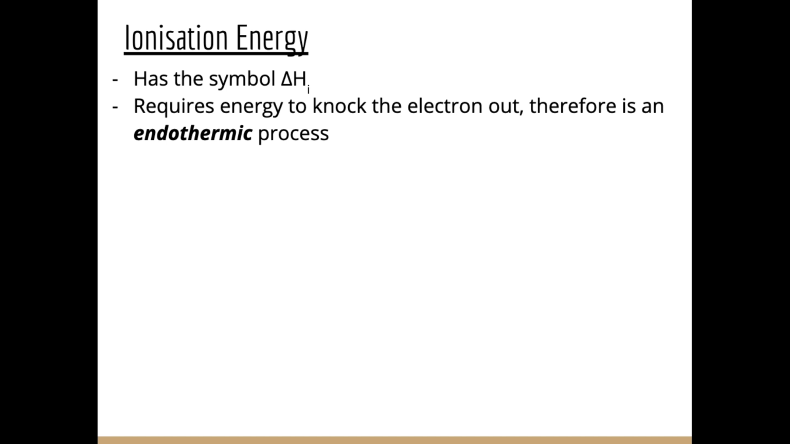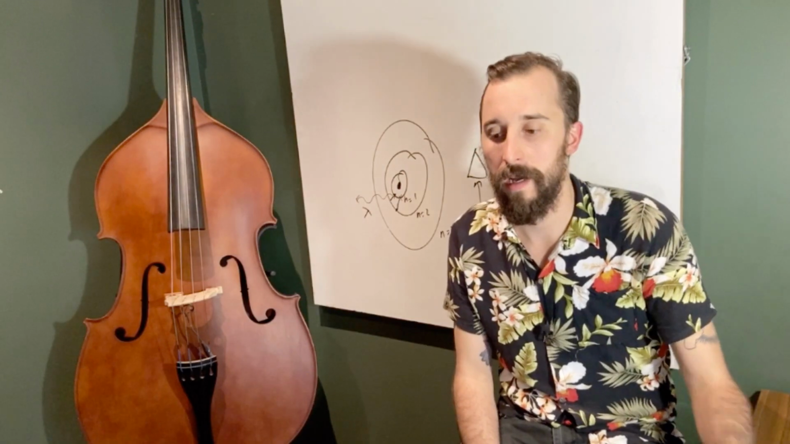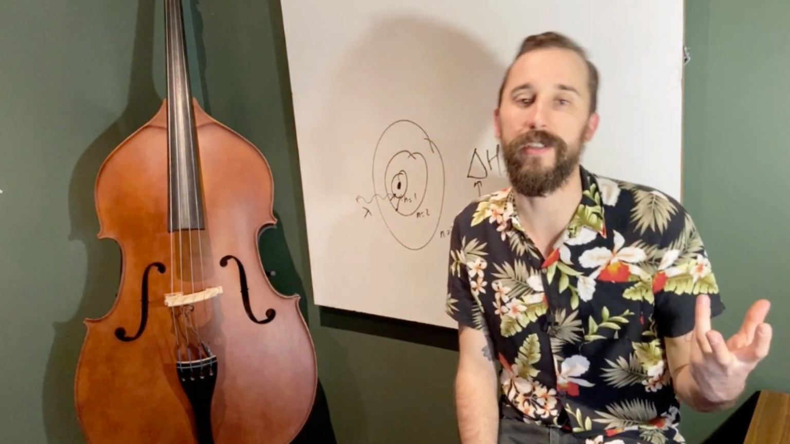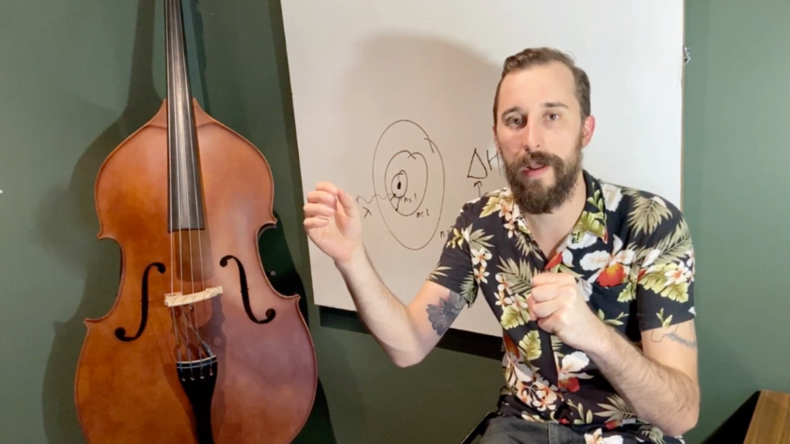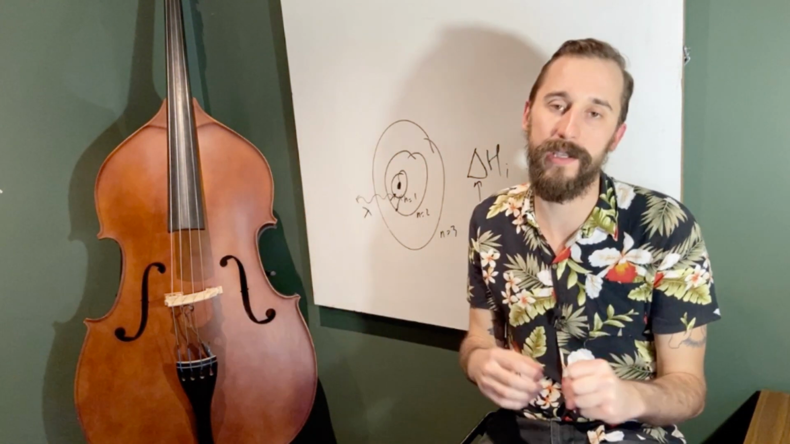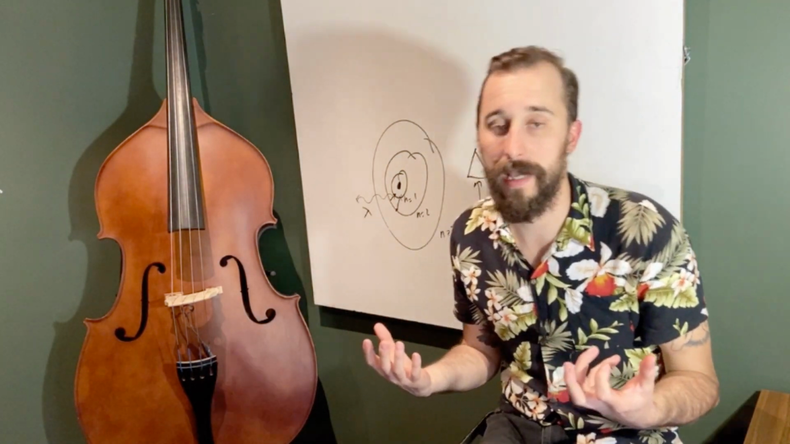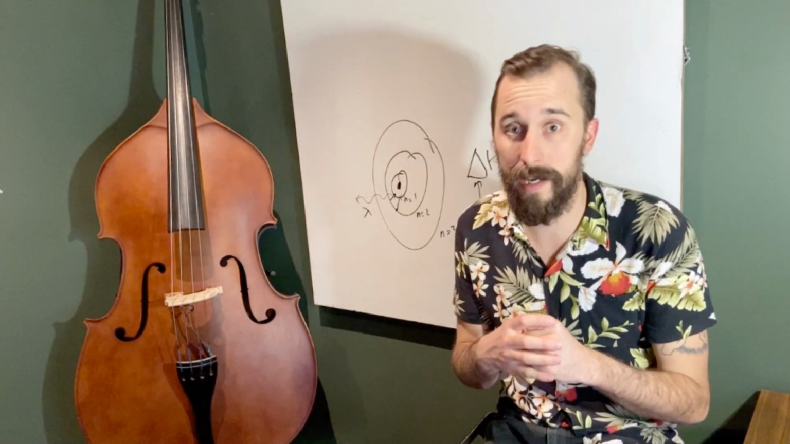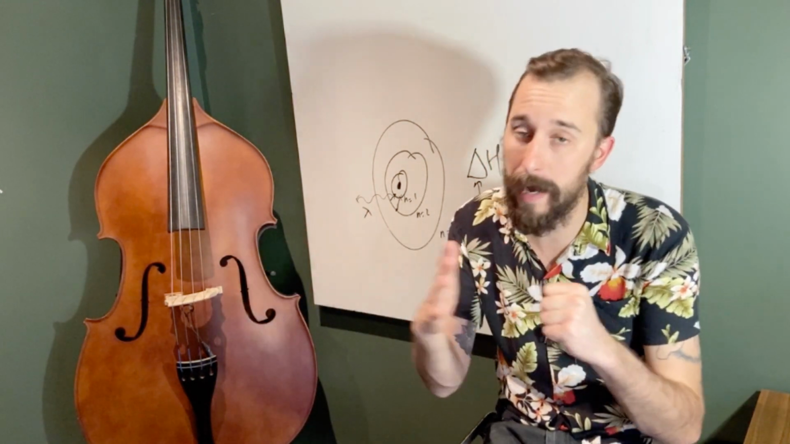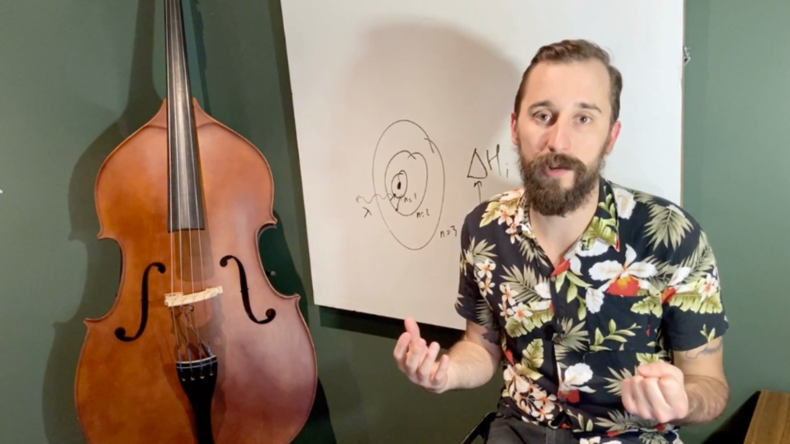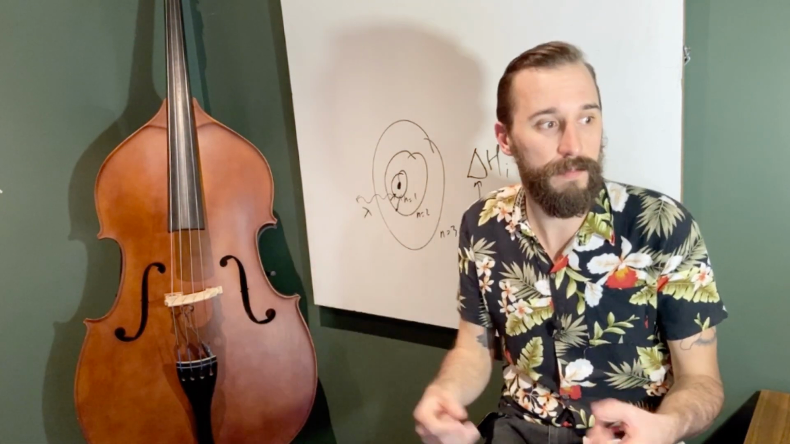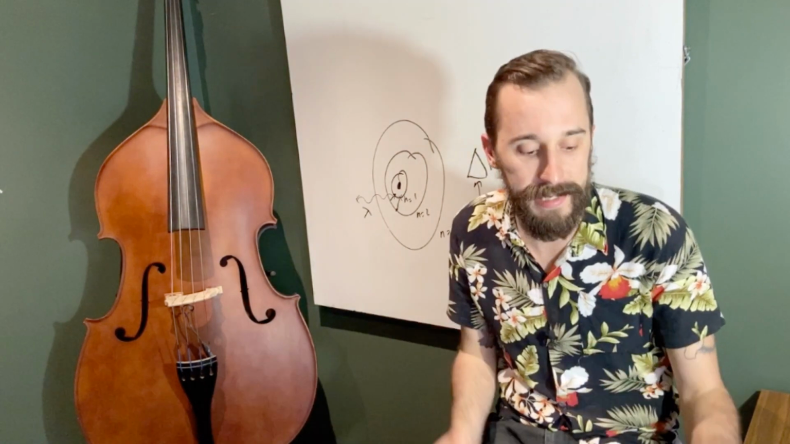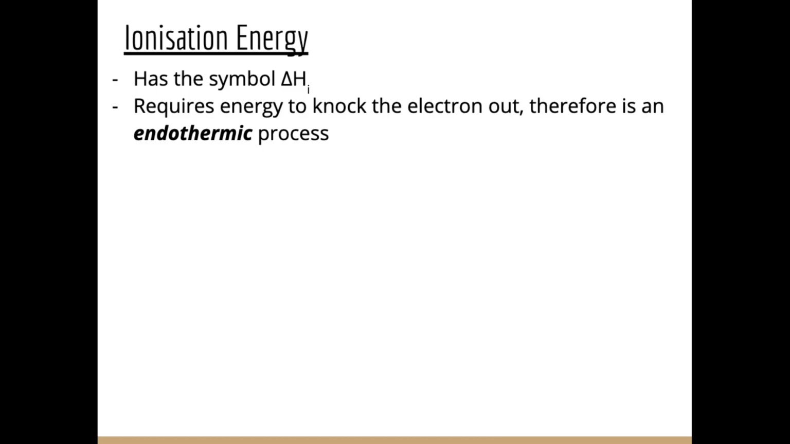So let's consider that first part. Requires energy to knock the electron out. We've been talking about the idea that opposite charges attract. We have a positive proton, we have a negative electron. They're being electrostatically attracted to each other. Now, it might just be a weak electrostatic attraction, or it can be a very strong electrostatic attraction, depending on how close to each other they are. But if we want to overcome that electrostatic attraction, we're going to have to put energy in to overcome that attraction. So it's always going to be a process that takes energy in order to ionize. So we call this an endothermic process.